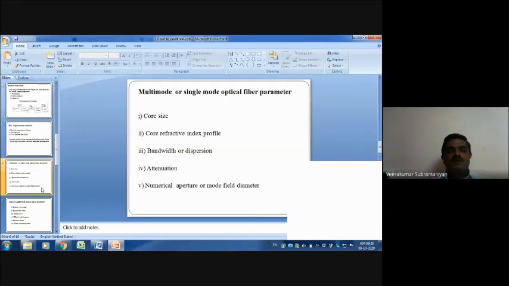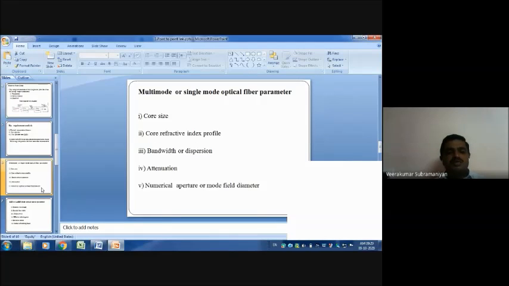Then the optical fiber. In between the transmitter and receiver there is the fiber optical cable. Before selecting that cable, what are all the things we have to consider? First one is core size, which is represented as small a. Then core refractive index profile. Which kind of refractive index profile we have to choose: rectangular, triangular, or circular profile. Based on that profile, the alpha value keeps changing.